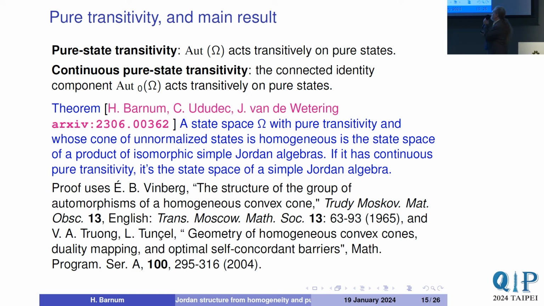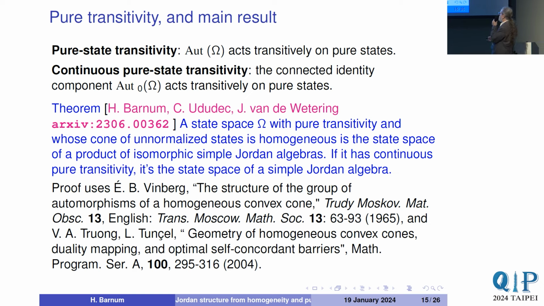Okay, so now a restatement of our main result. We have reversible transformations acting on the pure states. We could confine ourselves to the connected identity component of the automorphism group acting transitively on pure states, if we wanted, that's a stronger assumption. So the theorem is if we've got pure transitivity and homogeneity, we have a product of isomorphic simple Jordan algebras. You can think of that as a combination of a classical system, which says which isomorphic Jordan algebra you've got, and a particular Jordan algebraic system.